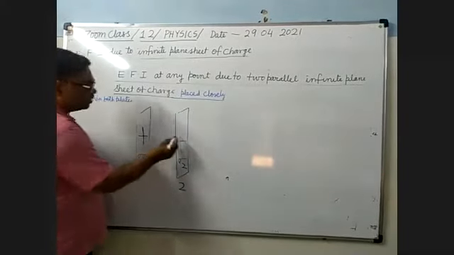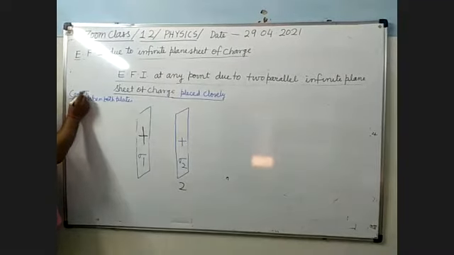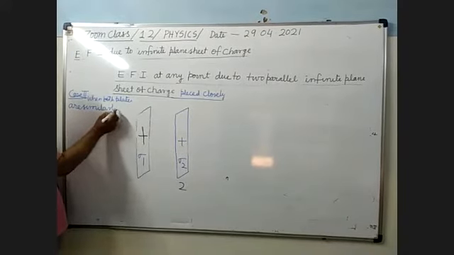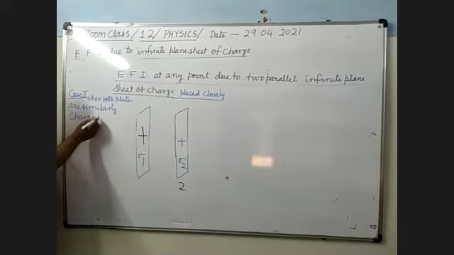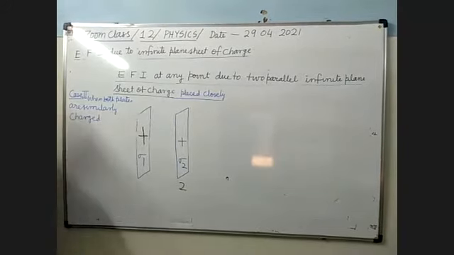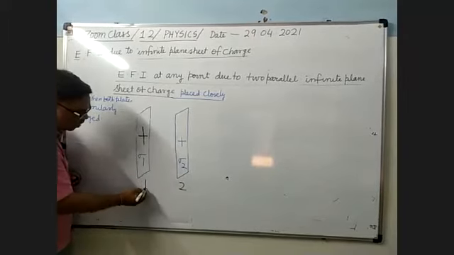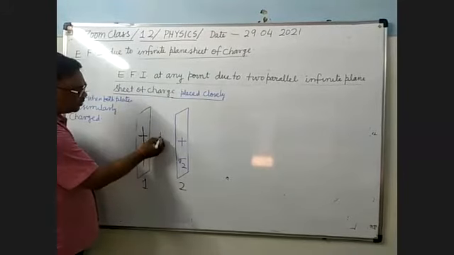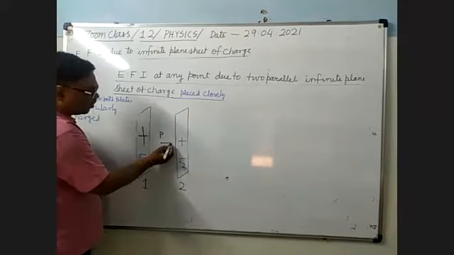Now both plates are similarly charged. Case 2. Similarly charged means either both are positive or both are negative. So this is plate 1 and this is plate 2. At this inside point, what will be the direction of E1? Away from the positive plate.